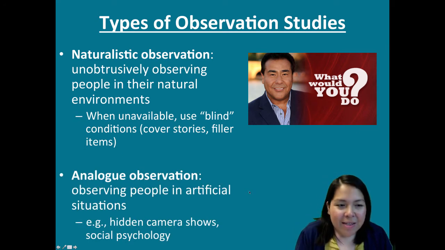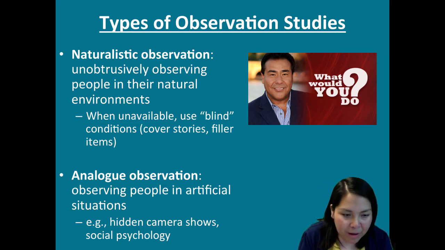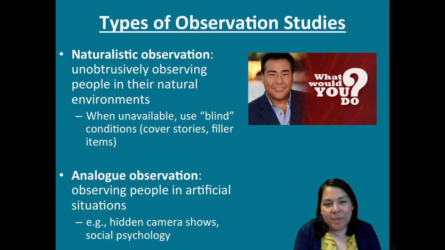Another type is analog observation. This has to do with the What Would You Do logo on here, if you've seen that TV show. With analog observation, they observe people in artificial situations that they set up in order to record a TV show. So hidden camera shows or social psychology, they try to set up these social situations in which they can see how people will react and behave.